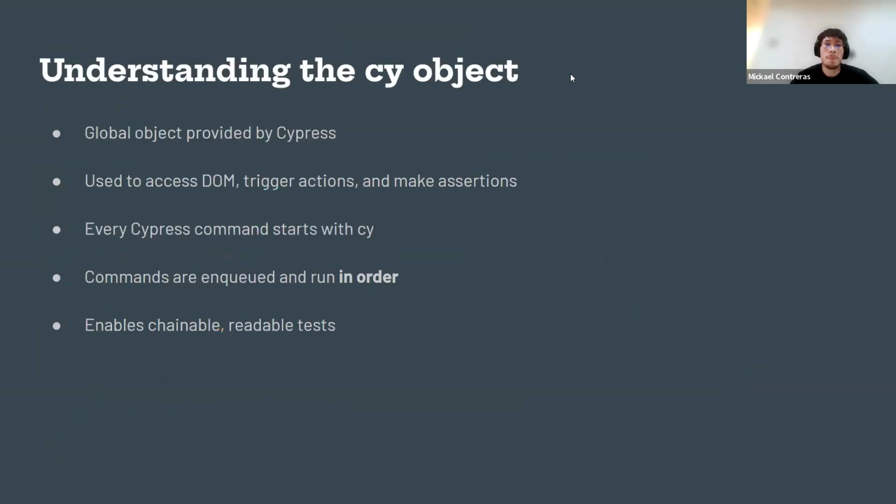Now, just to understand the cy object, everything in Cypress starts with the cy object. You use it to do everything: visiting a page, getting elements, typing, clicking, making assertions, all of it. What's cool about the cy object is that it doesn't run these commands immediately.